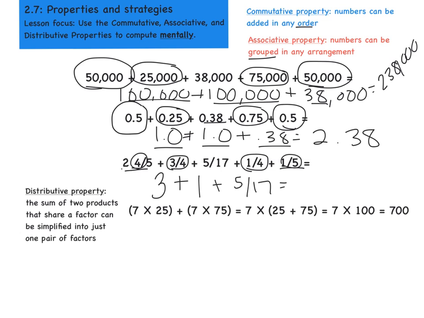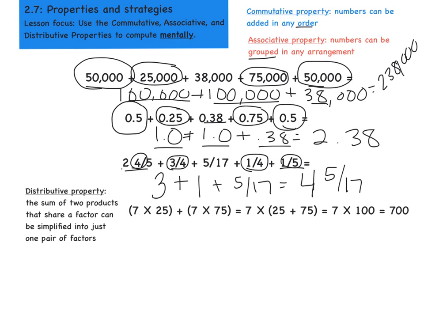So looking for these patterns can really help us, because that problem could have taken us a really long time trying to find a common denominator. But by using the commutative and associative properties, these tools in our toolbox, we were able to do this really fast mentally. So 3 plus 1 is 4, plus 5 and 5/17 would be 4 and 5/17. So hopefully at this point you can see how the commutative property and the associative property can help you mentally group numbers and regroup numbers and add them in different orders so that you can find those easy groups that are easy to add mentally, making you more efficient as a mathematician.